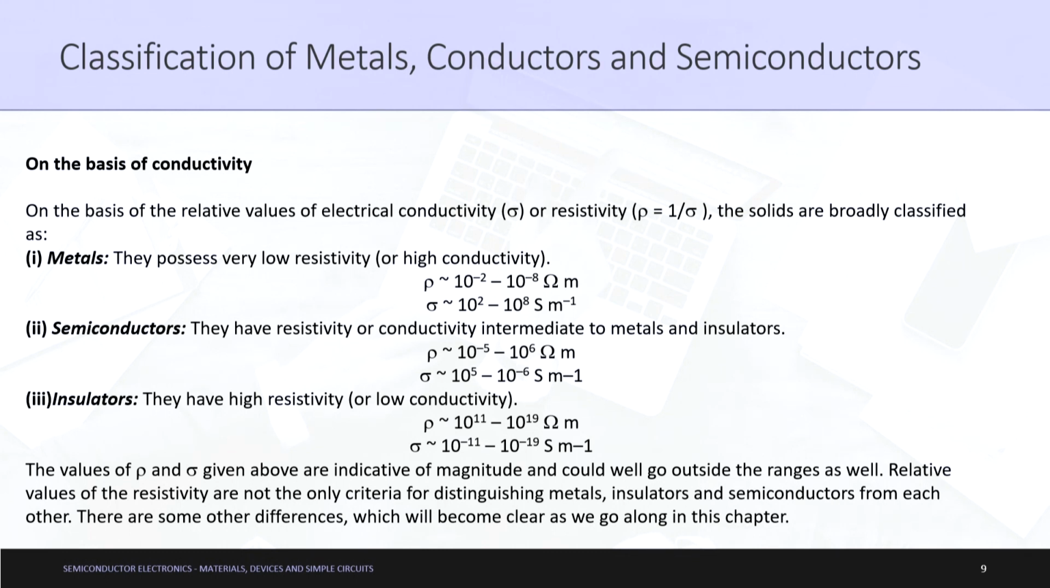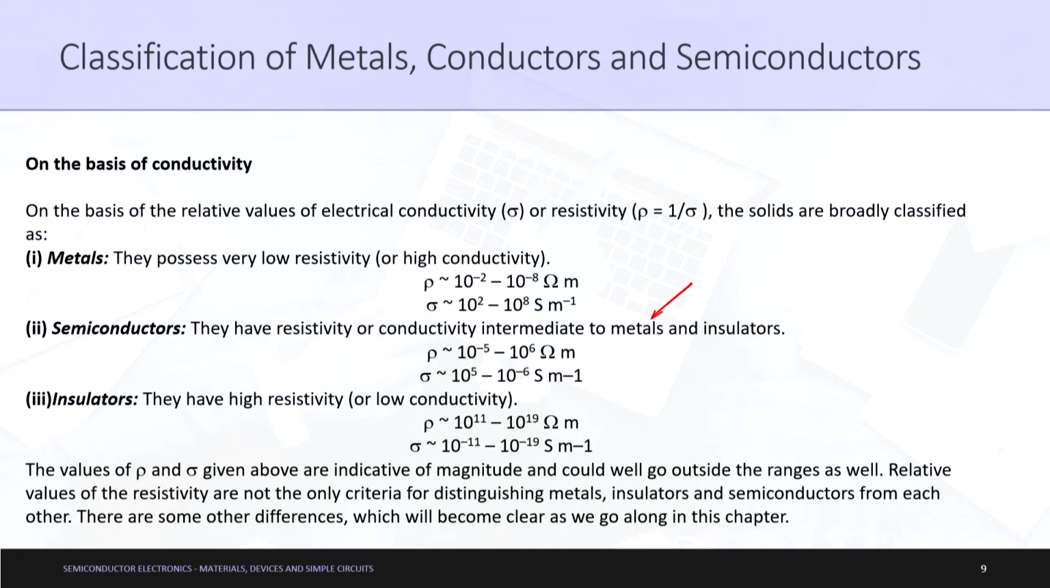Okay, next is semiconductors. Semiconductors have resistivity or conductivity intermediate, as in between the metals and insulators. So, rho can be understood as between 10 to the power minus 5 to 10 to the power 6, and sigma can be understood as 10 to the power 2 to 10 to the power minus 6 S per meter.